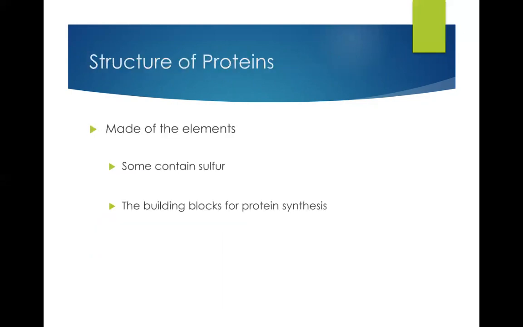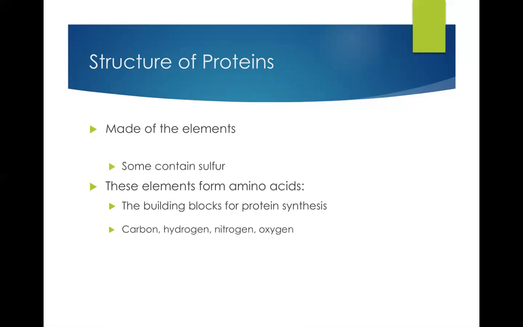Structure of protein. Protein is made of the elements carbon, hydrogen, oxygen, and nitrogen. So the nitrogen part of protein is what makes it pretty different from carbs and fat. Remember, carbs and fat do not contain nitrogen. Some proteins contain sulfur, and proteins are groups of structures. Each structure is called an amino acid. So amino acids are the building blocks for proteins.